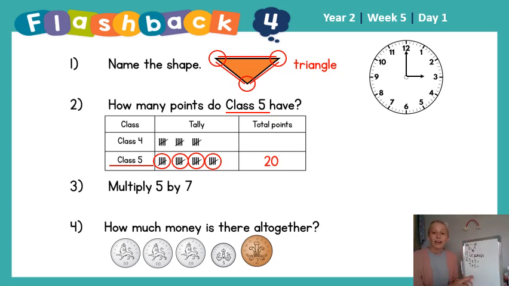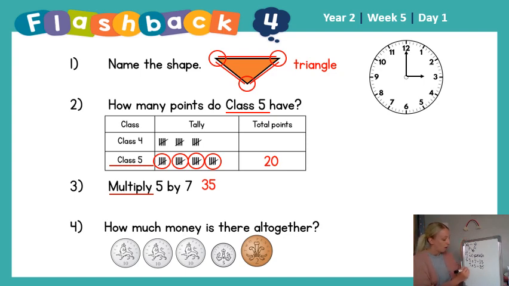Super. So if you're counting in 7s, you need 5 lots of 7. So I need 7, 14, 21, 28, 35. Or if you're counting in 5s, then you need 7 lots of 5, and counting in 5s, 5, 10, 15, 20, 25, 30, 35. So our answer is 35. It doesn't matter which way you did it because they both make the same amount. So our answer is 35. Fantastic.